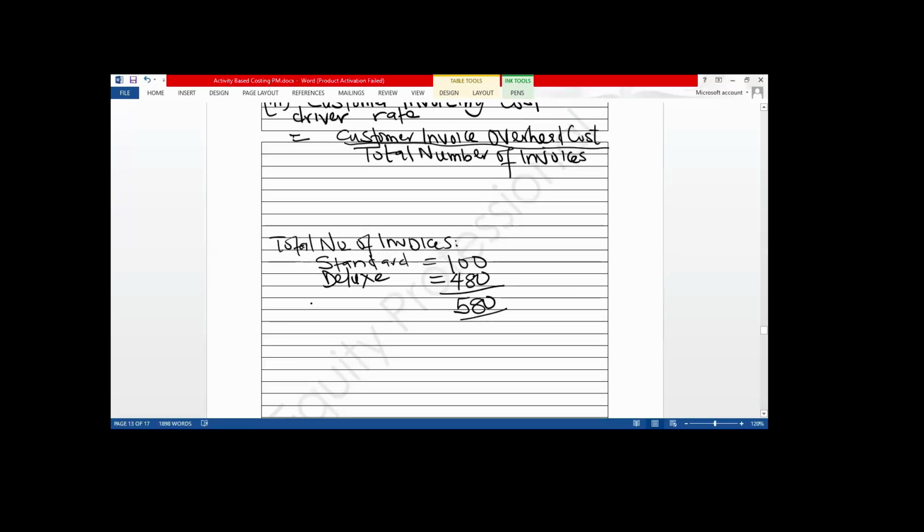For this, I can say total overhead of customer invoicing, how much? 232,000, divided by total invoices, 580, is equal to what, please? 400 per invoice. Thank you. 400 naira per invoice. You are done with activity 3. We move to activity 4.